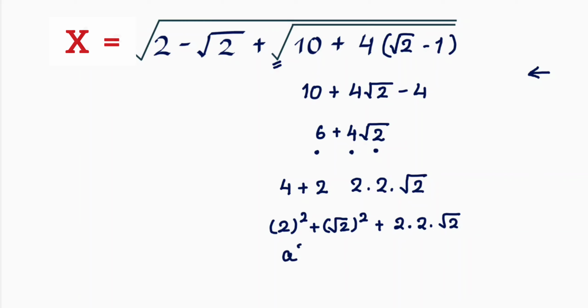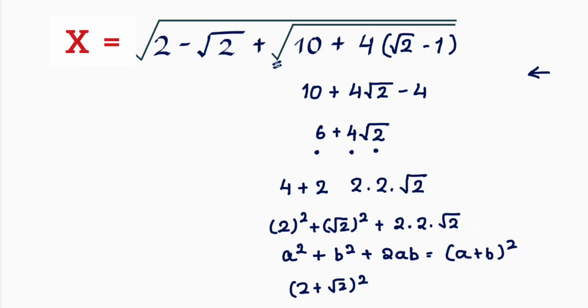Again the expression is in the form of a square plus b square plus 2ab, or a plus b whole square. So it is 2 plus root 2 whole square. If you take this square root, this value becomes 2 plus root 2. Again, put this value in the equation.